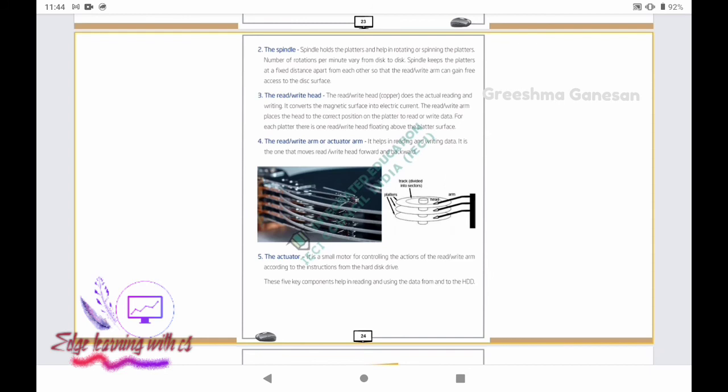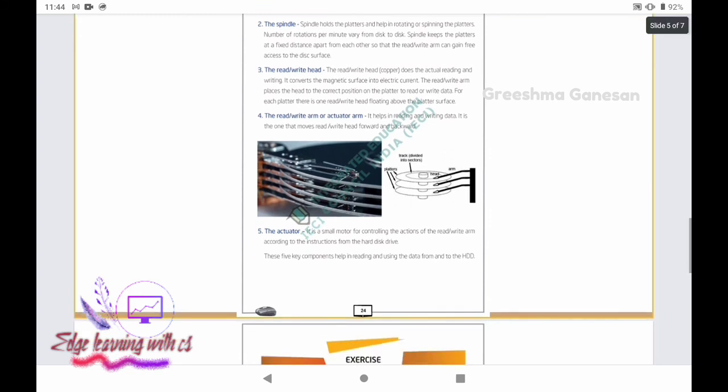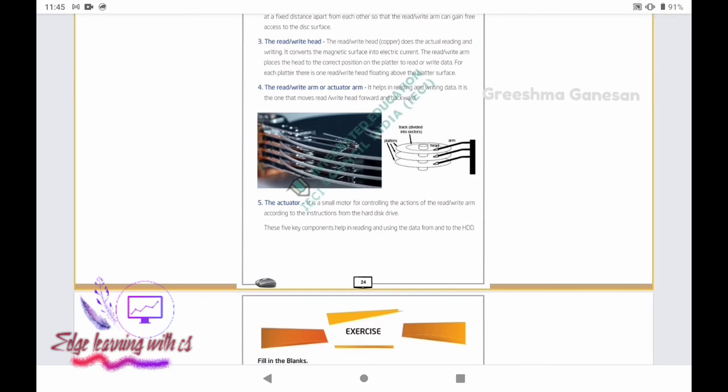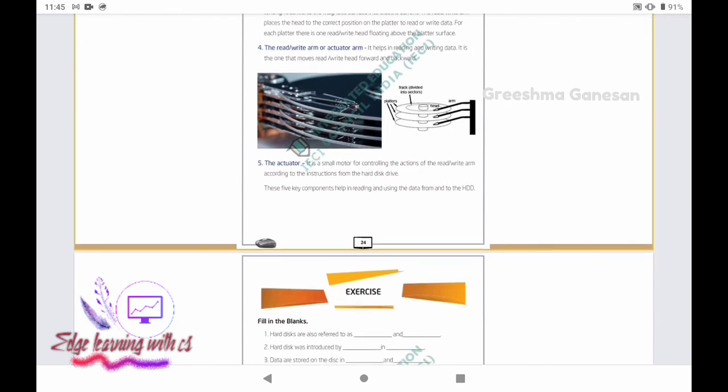Then the fourth point is the read-write arm or actuator arm. It is helping in reading and writing the data. Reading means you are retrieving or collecting some data from the drive. Writing means you are storing, you are saving some data. It is the one that moves the read-write head forward and backward. And you can see the diagram of the same. We have the platter in this diagram, tracks divided into sectors, the head is there, and also the arm is there.